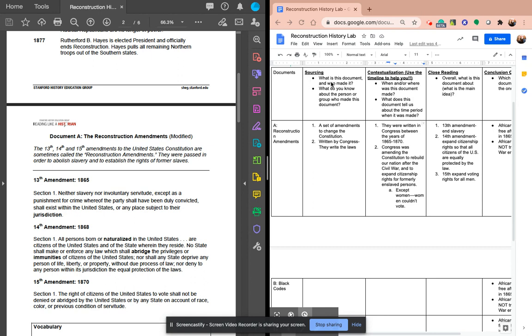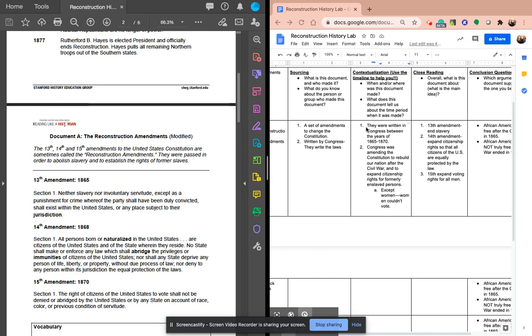So sourcing, it tells you to answer these two questions. What is the document and who made it? And what do you know about the person or group who made the document? So as you can see from my answers right here, I use this background information to say that it's a set of amendments to change the Constitution and that it was written by Congress. And what I know about Congress is these are the individuals in our government that write the laws. So they're the individuals who write these amendments to change the Constitution.